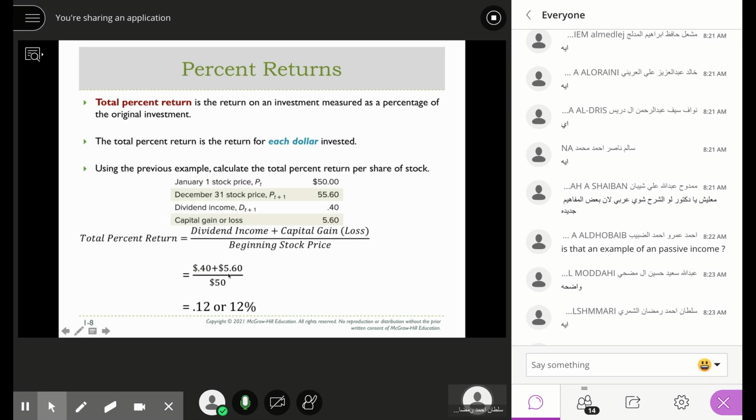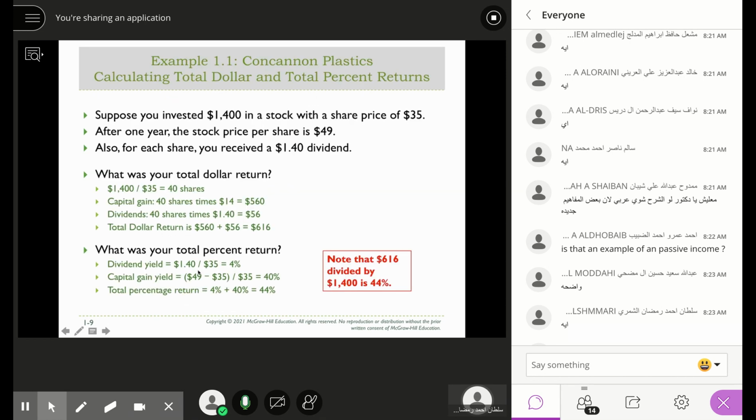So let's go back and link this to what we have. Here we have the formula: total percent return is equal to dividend income plus capital gain divided by beginning stock price. Mathematically, you could divide this fraction into dividend income divided by beginning stock price plus capital gain divided by beginning stock price. Or you can do it this way. So now we learned how to do it both together. And in the other example, they divided it into two different fractions.